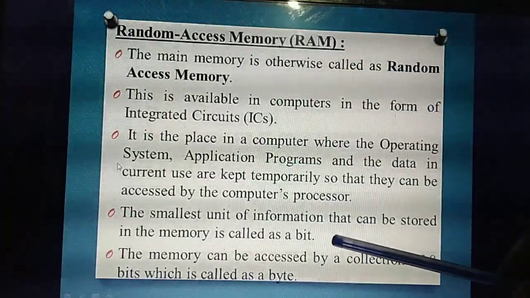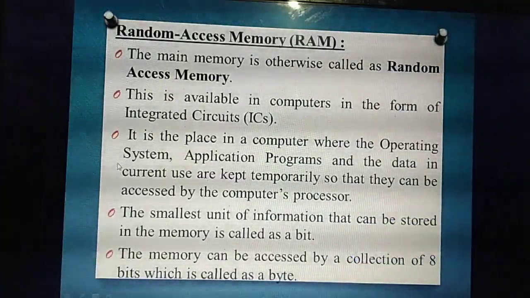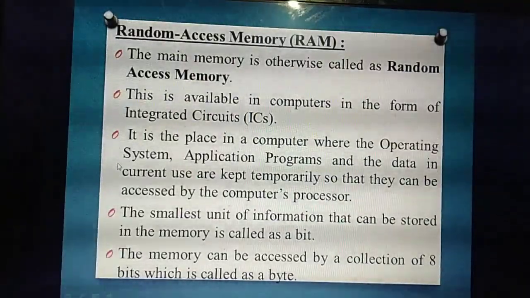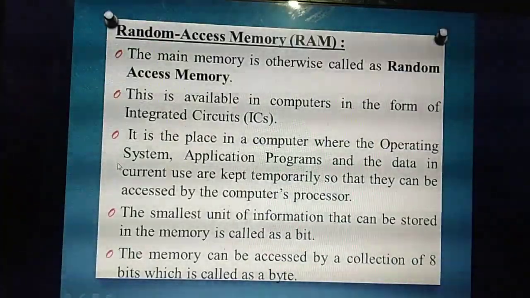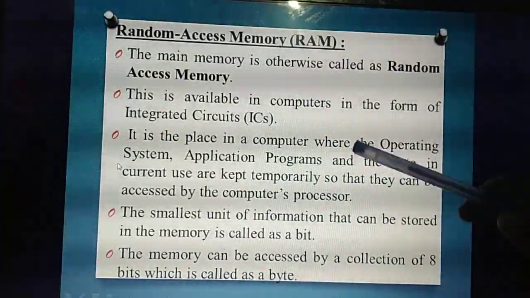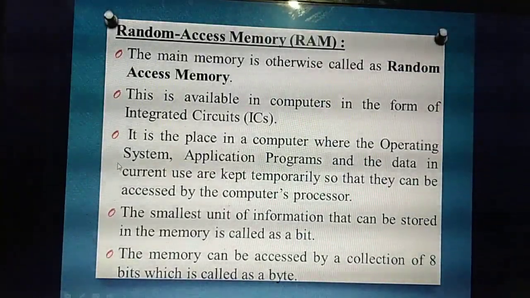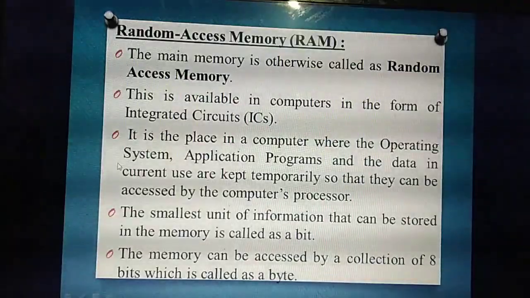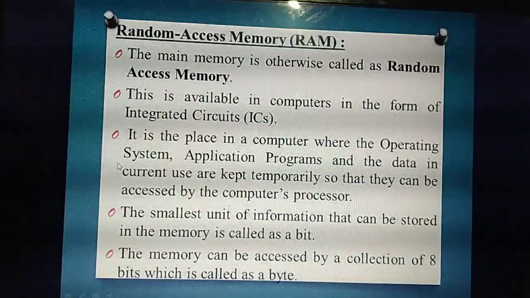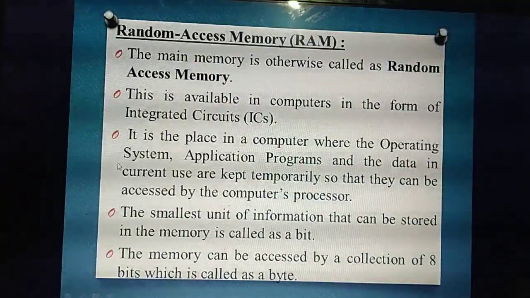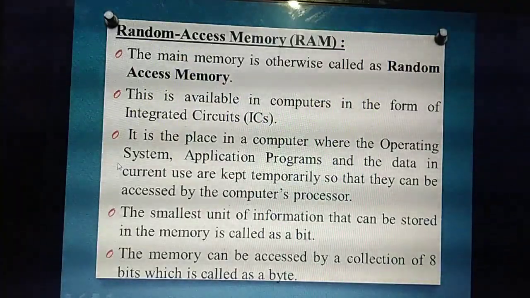One more question. The smallest unit of information stored in the memory is called a bit. What's a bit? 1 or 0. The smallest information stored in the memory is called a bit. A collection of 8 bits is called a byte. What's the difference between bit and byte? For example, computer, C-O-M-P-U-T-E-R. C is a bit, computer is a byte.